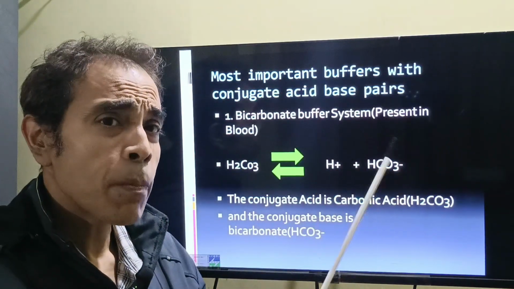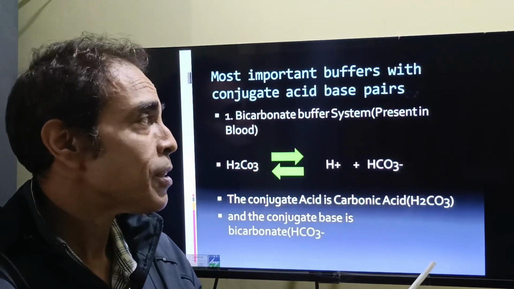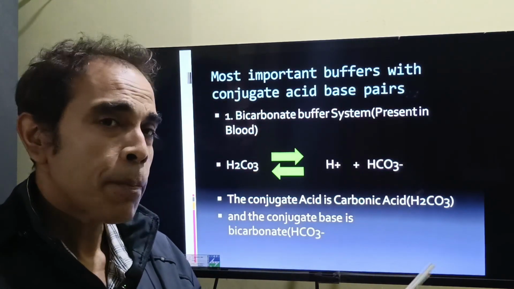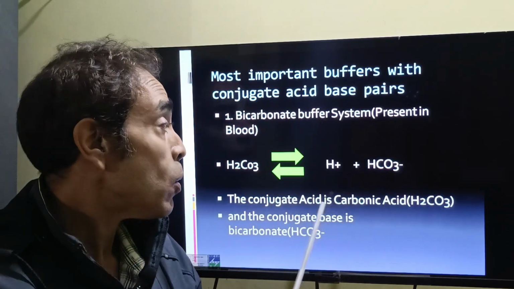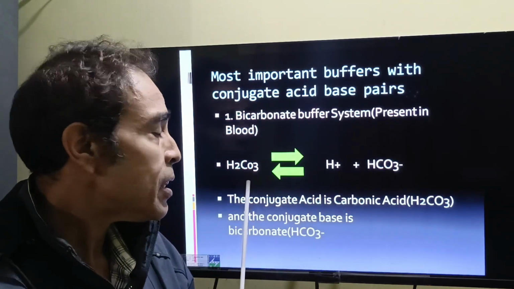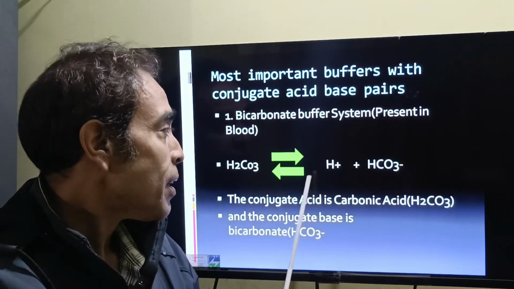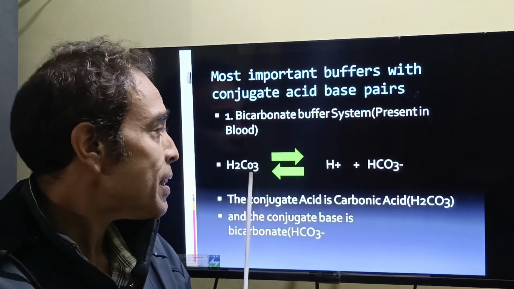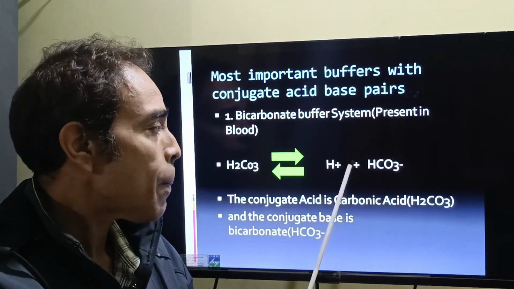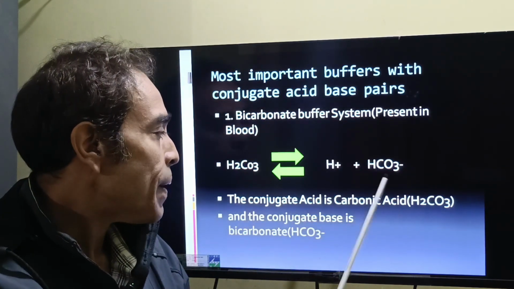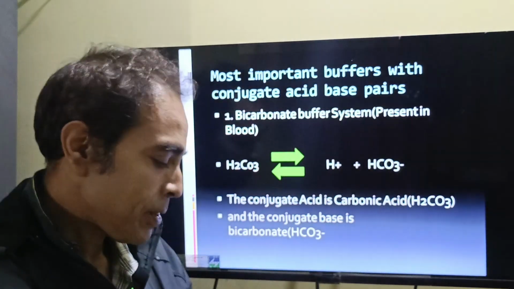So let us look at some of the most important buffers in our human body with conjugate acid base pairs. The most important buffer system in the human body, which plays an important role in regulation of pH, is the bicarbonate buffer system, which is present in the blood. Now look at this: this is carbonic acid. It's a weak acid. It dissociates into hydrogen ion and bicarbonate. Now what is the conjugate acid here? It's carbonic acid, because when it loses one hydrogen ion, it becomes bicarbonate. So carbonic acid is the conjugate acid, and the bicarbonate is the conjugate base.